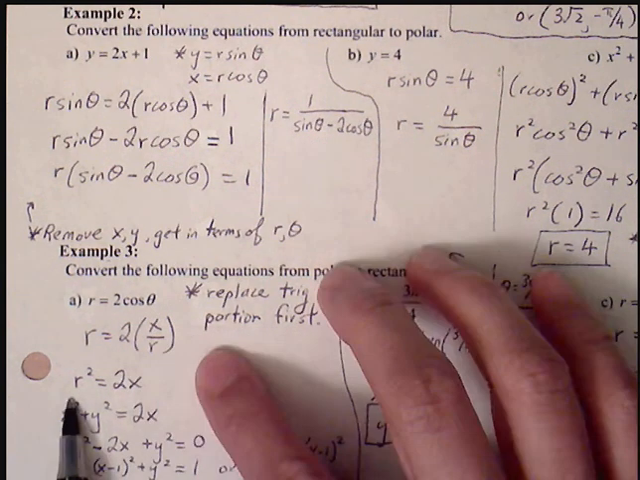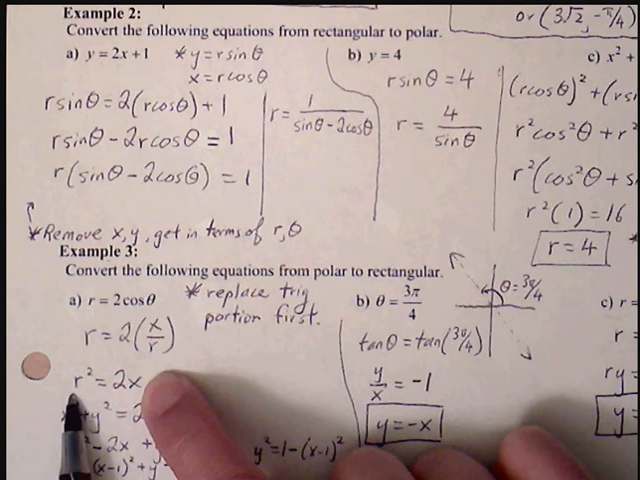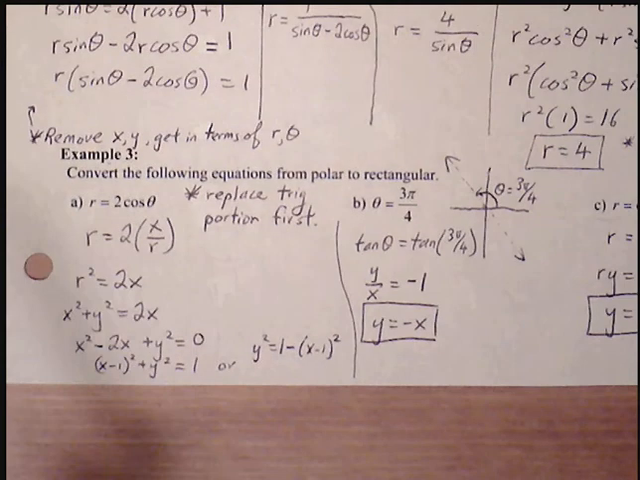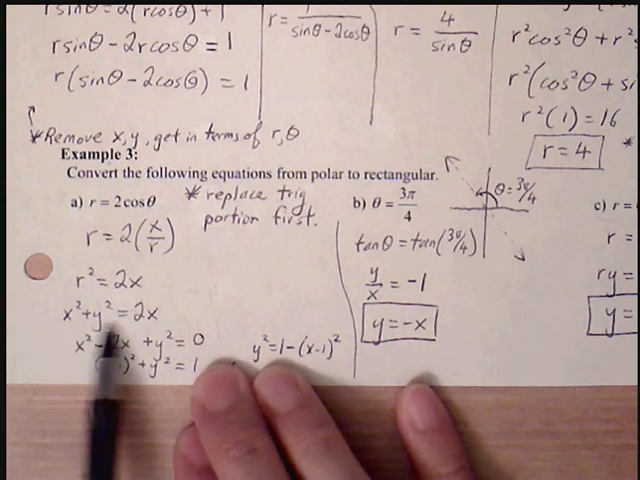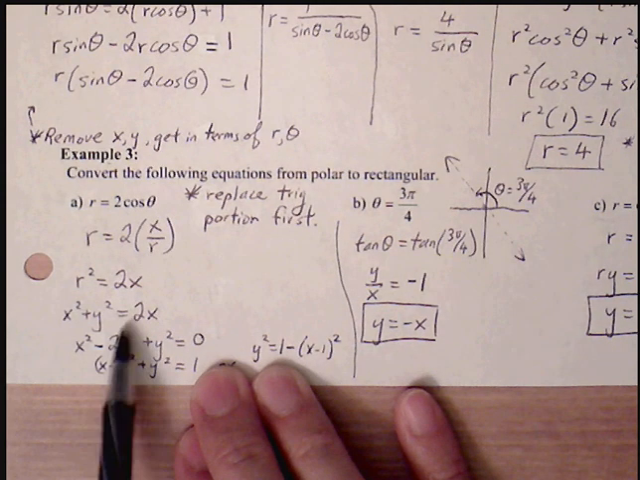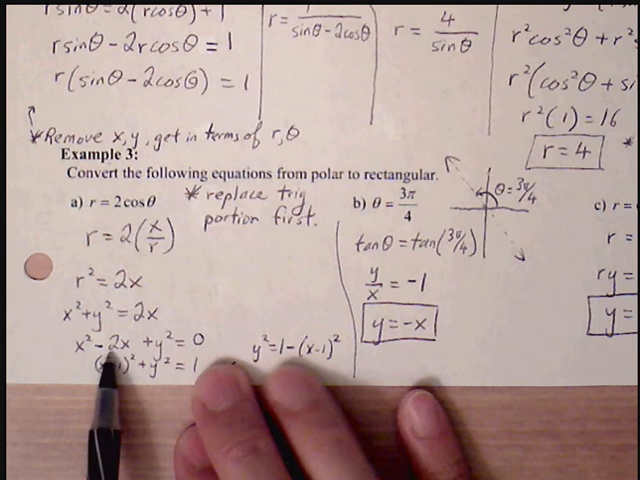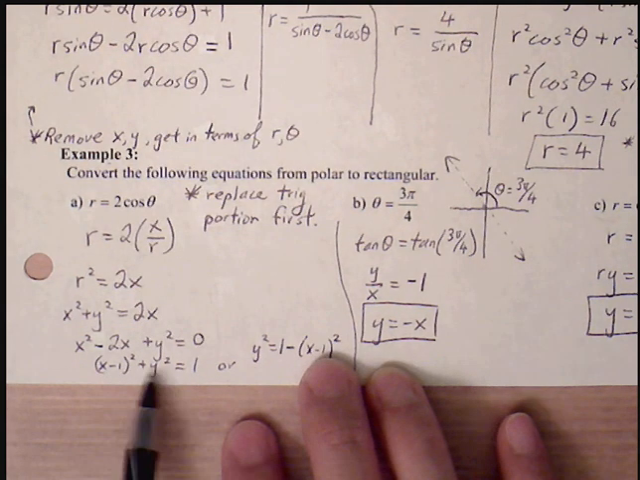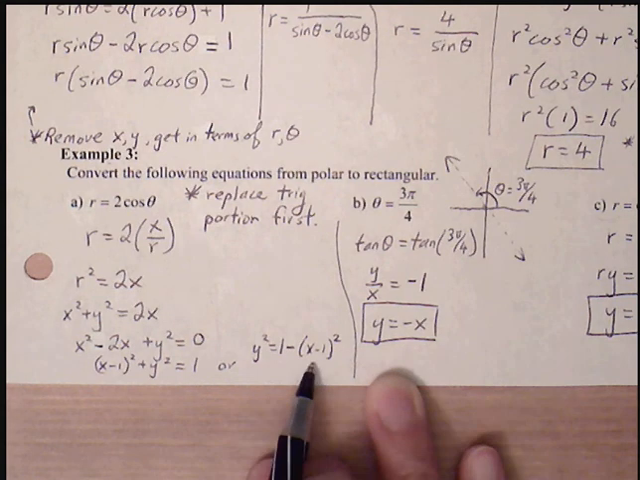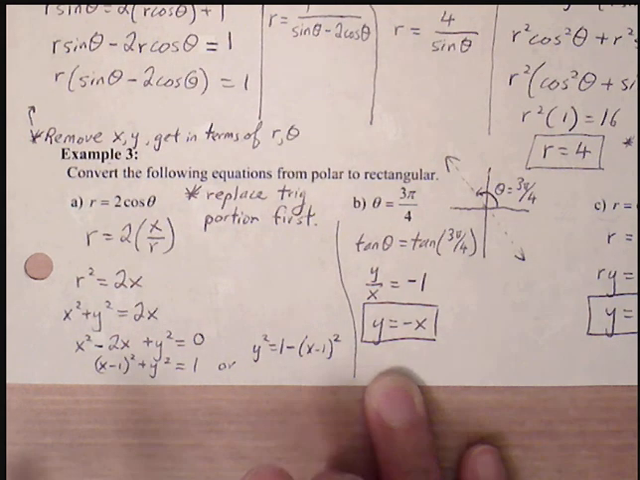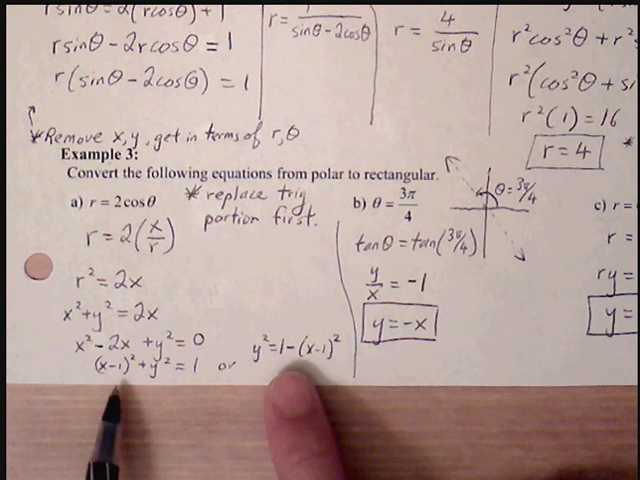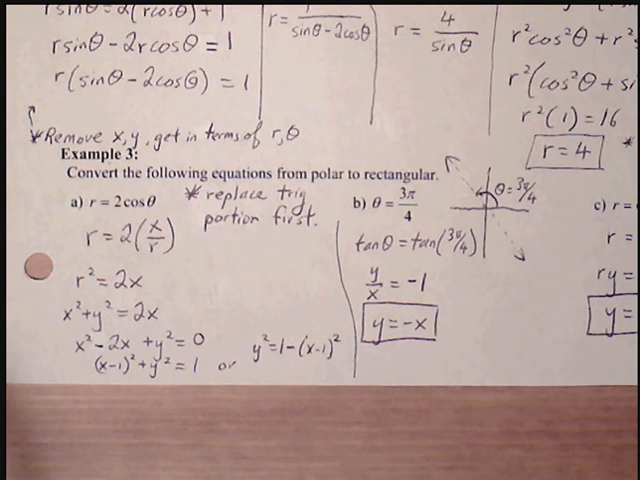Replace cosine theta as x over r. Move the r to the right side. R squared is equal to 2x. So once we have r squared, now we can replace that with x squared plus y squared. So now we have everything in terms of x and y. Clean this up a little bit more. We can complete the square if we like. Make it x minus 1 squared plus y squared is equal to 1. Or y squared equals 1 minus x minus 1 squared. Okay? Either way, it will produce a circle of radius 1.